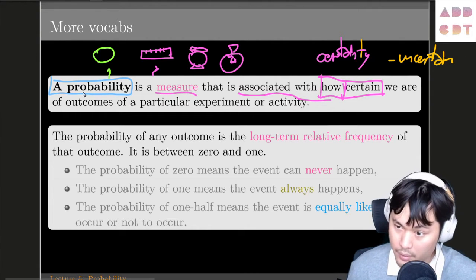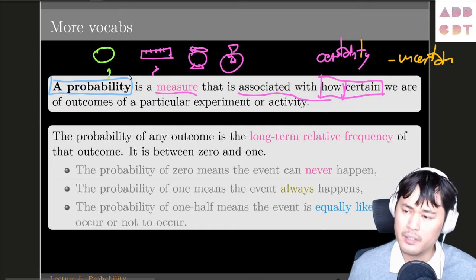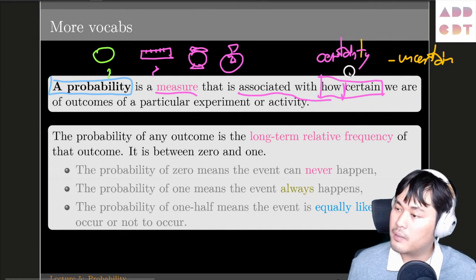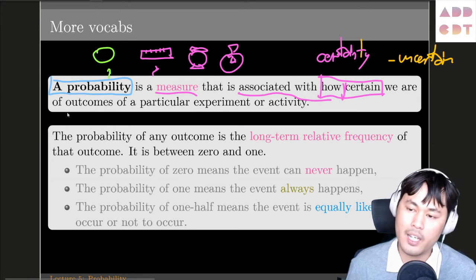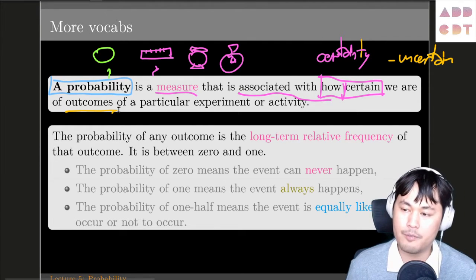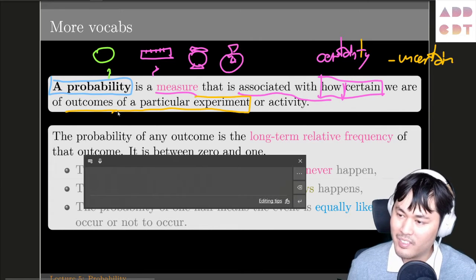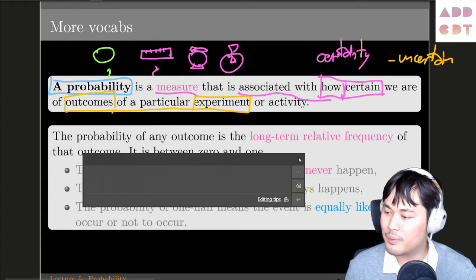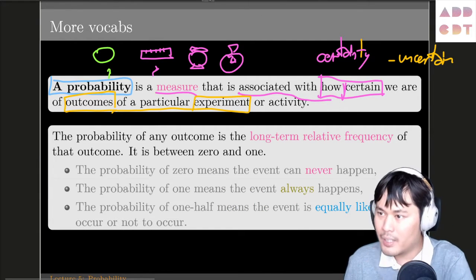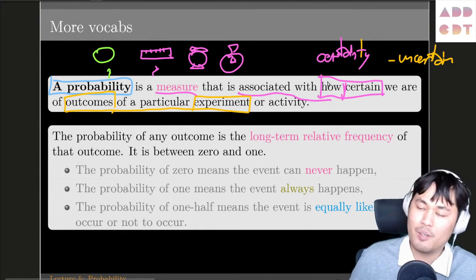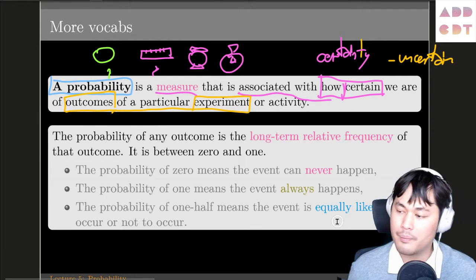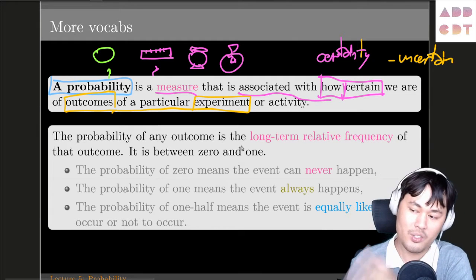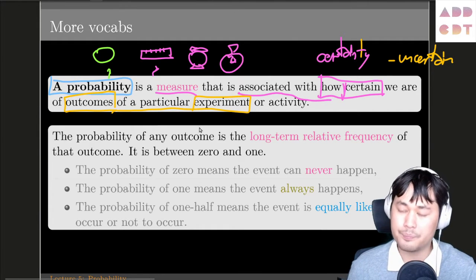This is what it is trying to measure, right? Certainty of what? Of outcomes of a particular experiment. And now you can see we have two words that we just defined. Before we get into the math, the numbers, let's compare our intuition to the actual definition.